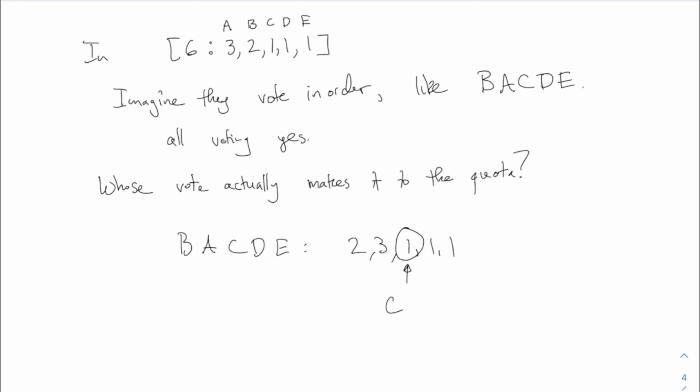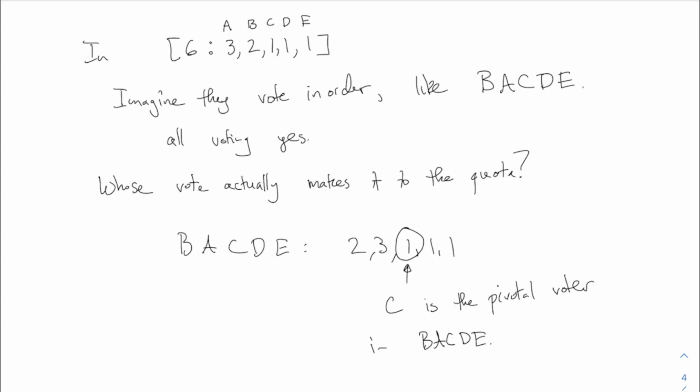Here, C. The terminology we use for this is that C is the pivotal voter in B, A, C, D, E. Of course, it matters what order they go in. If I wrote them in a different order, somebody else would be the pivotal voter. But in that particular ordering, B, A, C, D, E, C is the one who actually made it to the quota. The procedure is you just add these numbers up as you go across. In this case, C was the one who finally made it to the quota.